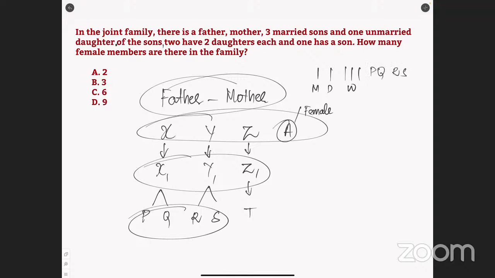So how many are there? So we have 2 plus 3 plus 2 plus 2. So we have 9 female members in total in the household. So do we have 9 as one of the options? Obviously, yes. Option D, 9 female members are there in the family.